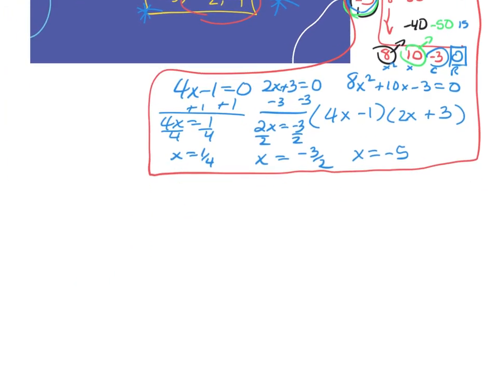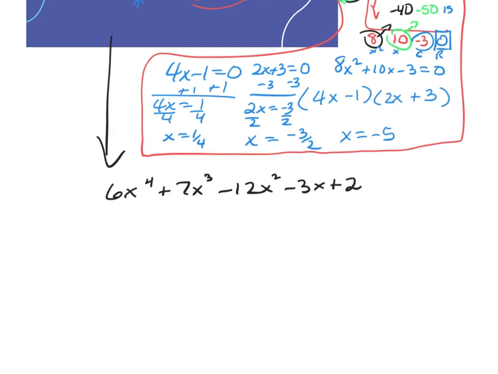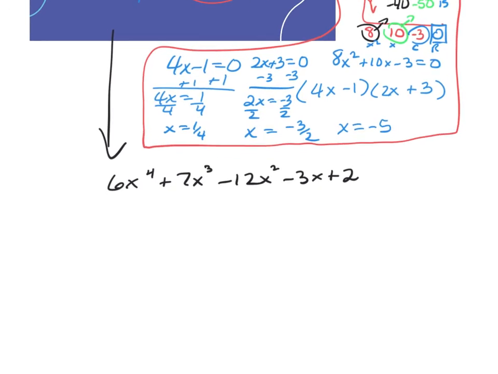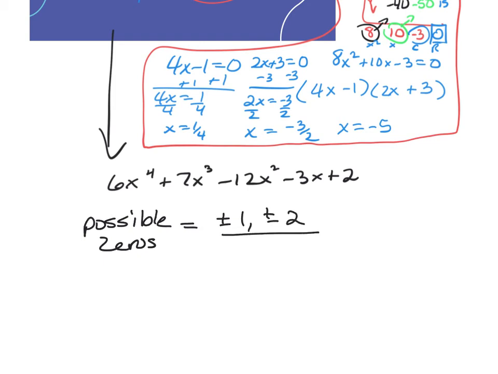So let me come down here, I'm just gonna rewrite the problem on number 5. 6x to the 4th plus 7x cubed minus 12x squared minus 3x plus 2. So again, I'm going to list my possible zeros first. And again, remember factors of the last term. My last term is 2, so it only has 1 times 2. And then factors of my first term, which is 6. So 1 times 6 and 2 times 3.